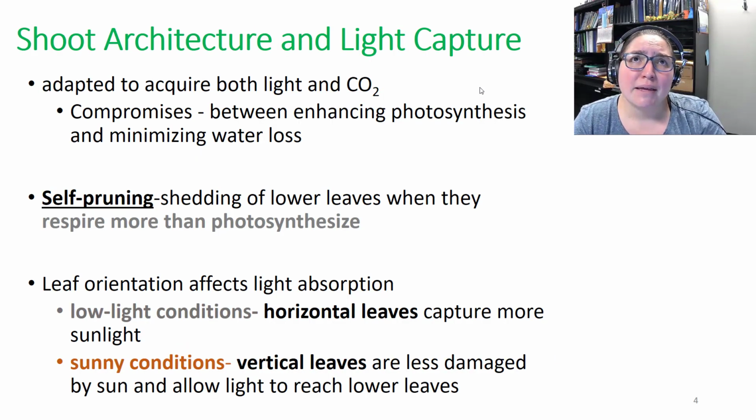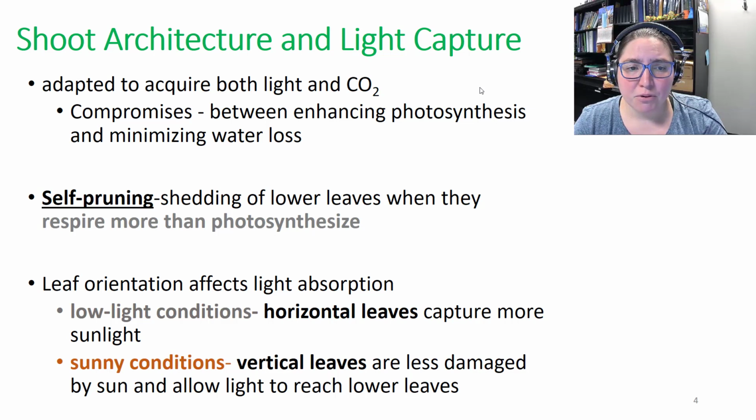As far as how a plant is built, they are adapted to acquiring both light and carbon dioxide, and there are going to have to be compromises between enhancing photosynthesis and minimizing water loss. So if you have too big of a leaf or too broad and flat of a leaf, you're going to lose more water from all that surface area. So there's got to be some kind of compromise, and different plants are going to do that differently. That's why they look different.